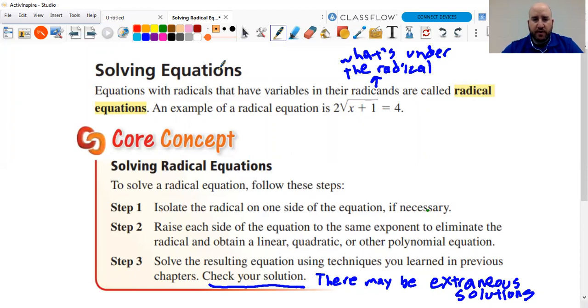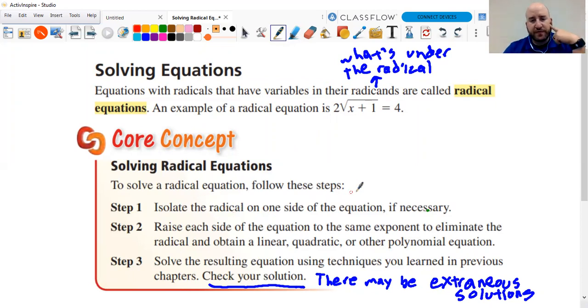An example is 2 times the square root of x plus 1 equals 4. This 2 is out in front. This is 2 times. It's not a little 2 in there like an index. So it's not an index, it's just a regular 2.